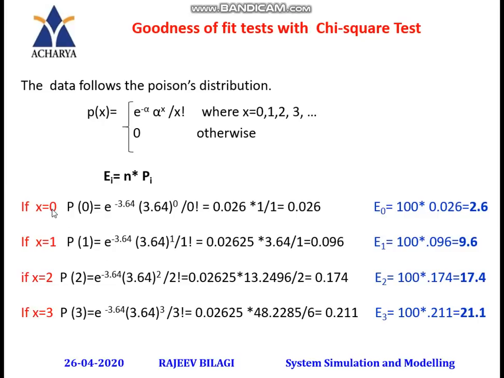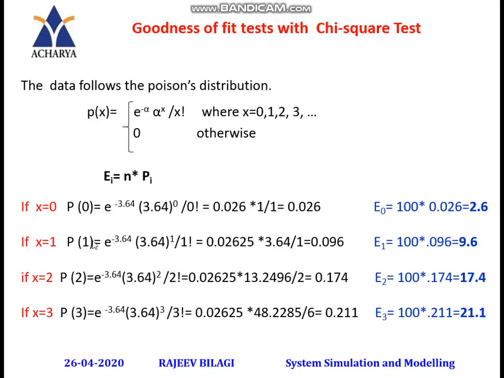Take x equal to 0. If you substitute x equal to 0, you will get e to the power of minus 3.64 into 3.64 to the power of 0 divided by 0 factorial. So you will get P of 0, that is pi, which is 0.026. Now what value do we have to find out? ei, which equals n into pi. n is equal to 100, so 100 into 0.026 is 2.6.